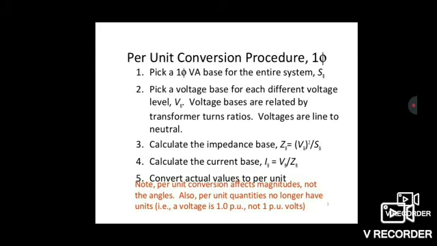Let us see the per unit conversion procedure for single phase. First step, you have to pick a single phase VA rating base for the entire system, that is SB. The second step is to pick a voltage base for each different voltage level, that is VB. Voltage bases are related by transformer turns ratios. Voltages are line to neutral values. The third step is to calculate the impedance base ZB using the formula VB square divided by SB. Then calculate the current base IB, that is equal to VB divided by ZB. And finally convert actual values to per unit values.